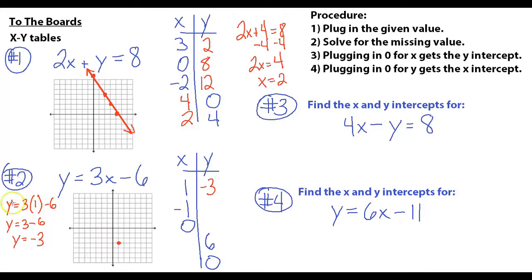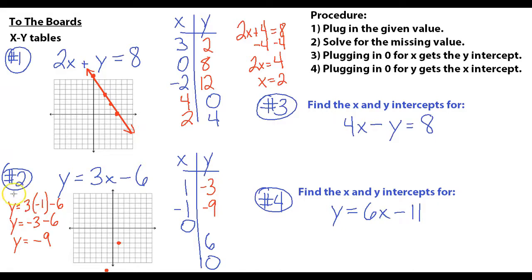Next thing we're going to plug in is -1 for x. When I do that, I get y equals 3 times -1 minus 6. 3 times -1 is -3, and if you subtract 6 from that, you get -9. So the point -1, -9, I'd have to go to the left 1 and then down 9. 1, 2, 3, 4, 5, 6, 7, 8. Wow, it's way down here. It's like off my graph paper.